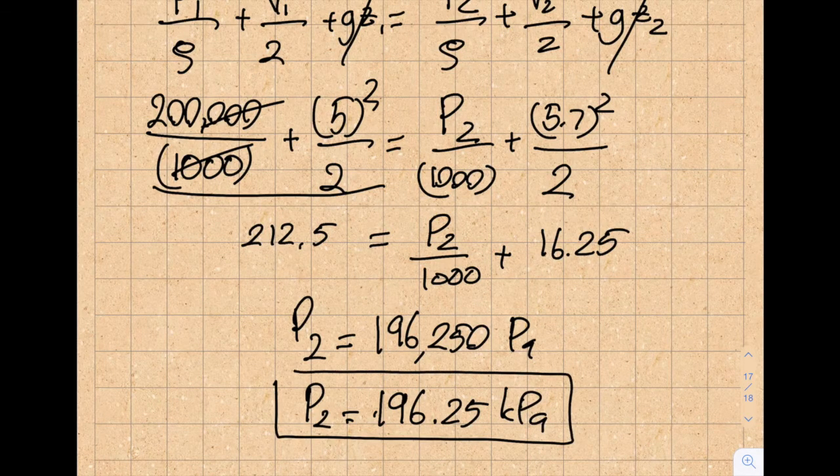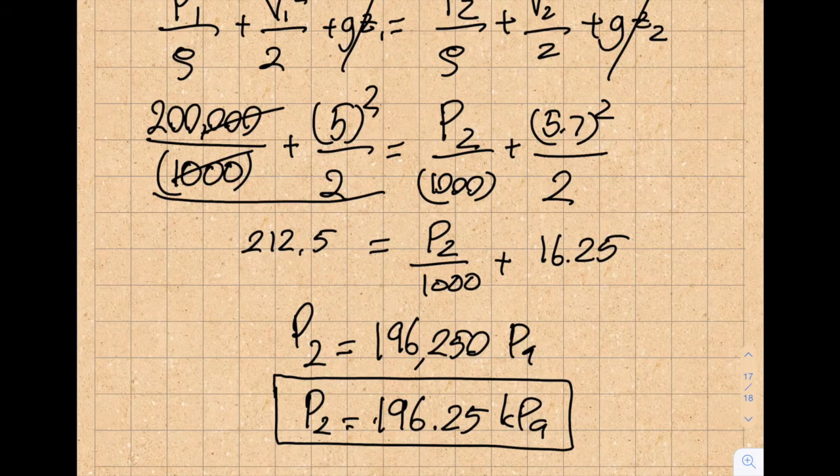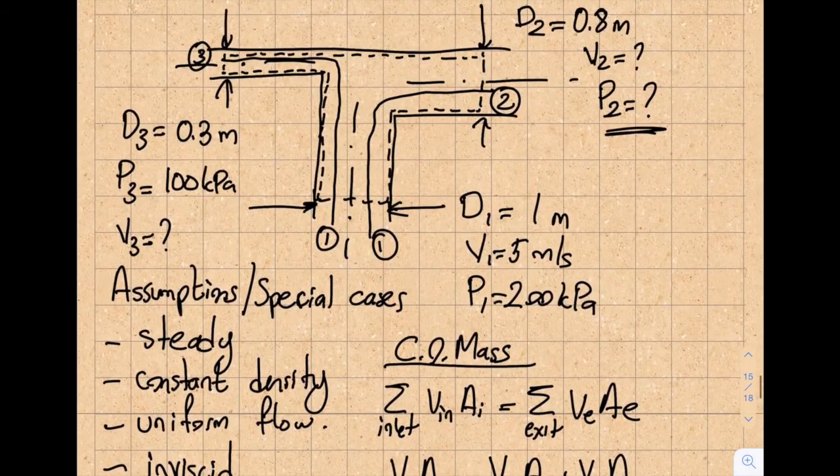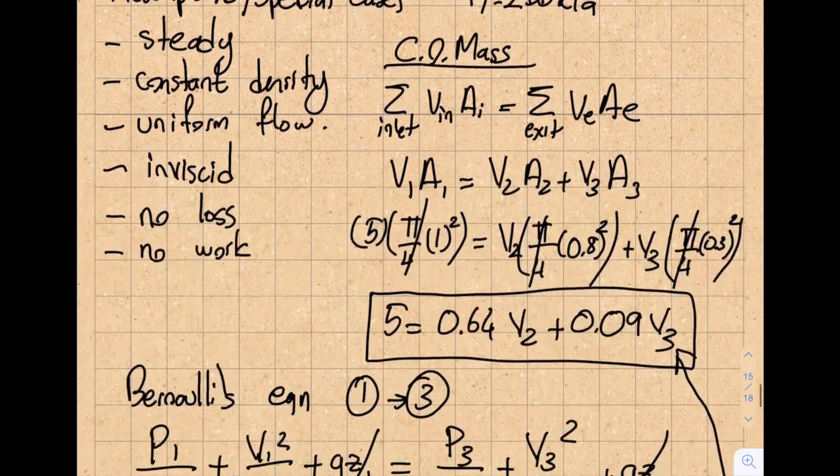I would like to answer a question that I sometimes receive. Can I use Bernoulli's between 2 and 3? Okay, well, look at this. 2 and 3, they are not on the same streamline, right? Because both are exits, right? But that's the physical explanation. When I look at the mathematics, I'll give you a hint.